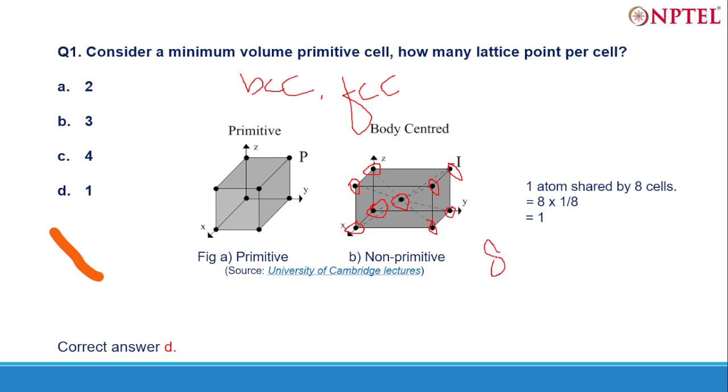8 atoms at the corners. This atom is shared by how many cells? 8. So one atom is shared by 8 cells, meaning this cell contains only 1 by 8 portion of it, and we have 8 atoms like this. And the one in the center is totally enclosed within this cell. So plus 1. So what do we get? 2. Okay, now clear?